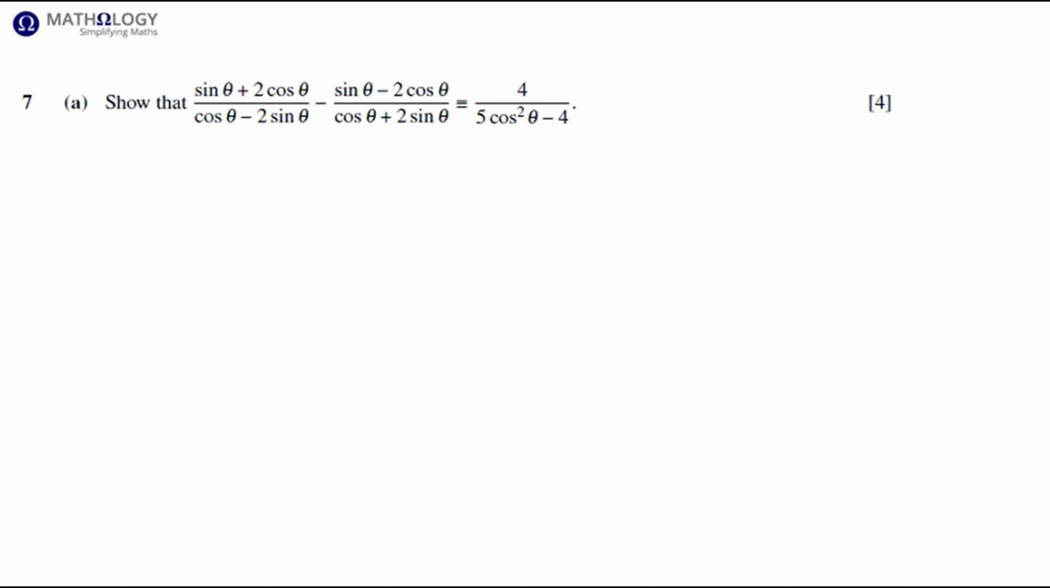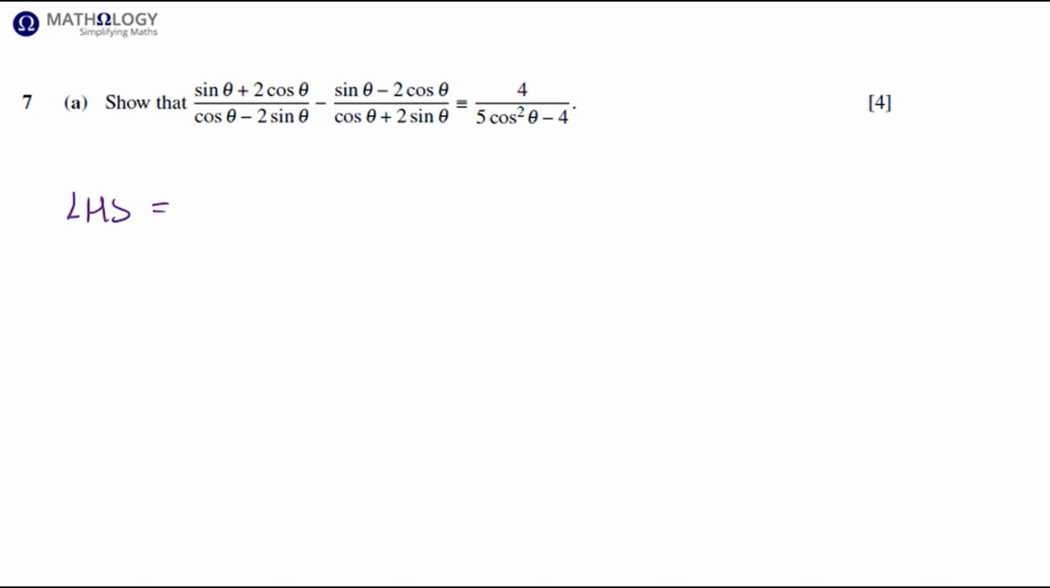Question 7. Show that sine theta plus 2 cos theta all over cos theta minus 2 sin theta, minus sine theta minus 2 cos theta divided by cos theta plus 2 sin theta, equals 4 divided by 5 cos squared theta minus 4. Okay, a general rule of thumb with all trigonometric identities is to start with the more complex side of the equation. So we're going to start with the left-hand side.